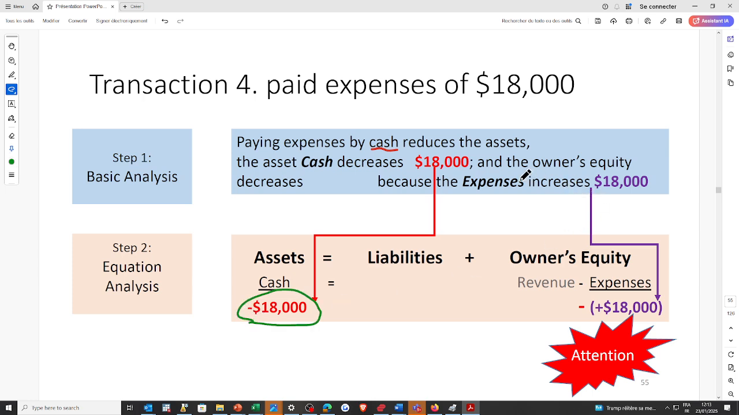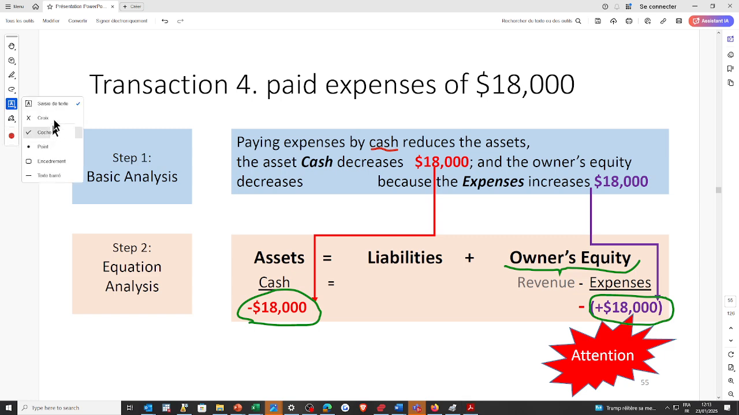However, now your expense increases. Be careful. Your expense increases, which means that you spend 18,000. But remember that for the accounting equation, the owner's equity, of course, we have income, right? We have retained earnings here.